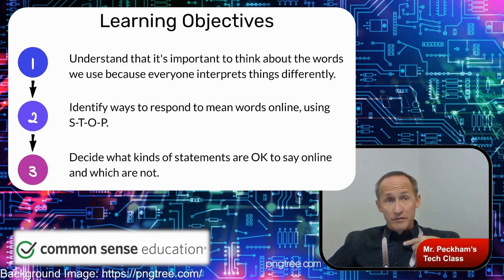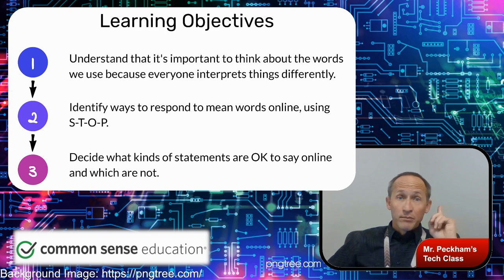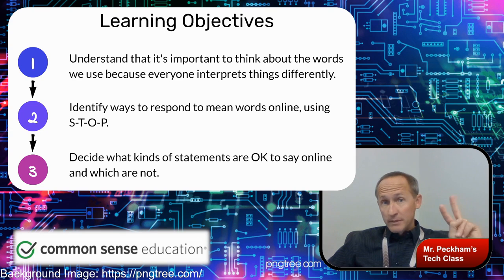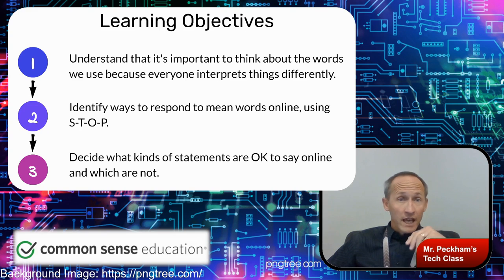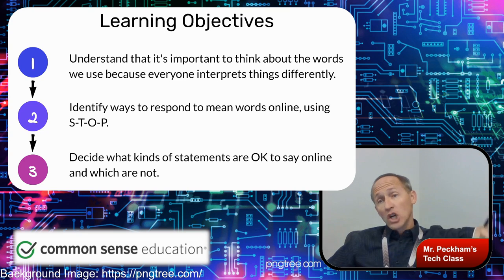All right. So the first thing we're going to learn is that it's important to think about the words we use because everyone interprets things differently. Second thing we're going to learn is identify ways to respond to mean words online using STOP. S-T-O-P. We're going to learn what S-T-O-P means. And last but not least, we're going to decide what kinds of statements are okay to say online and what kinds are not okay to say online.